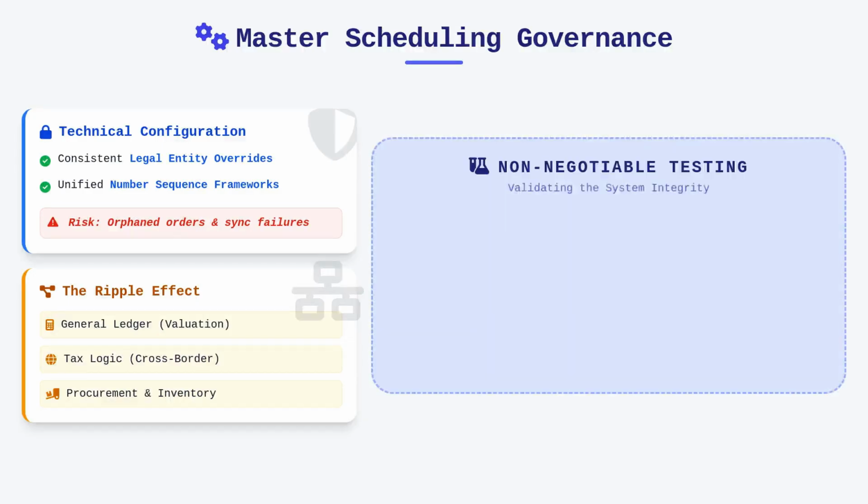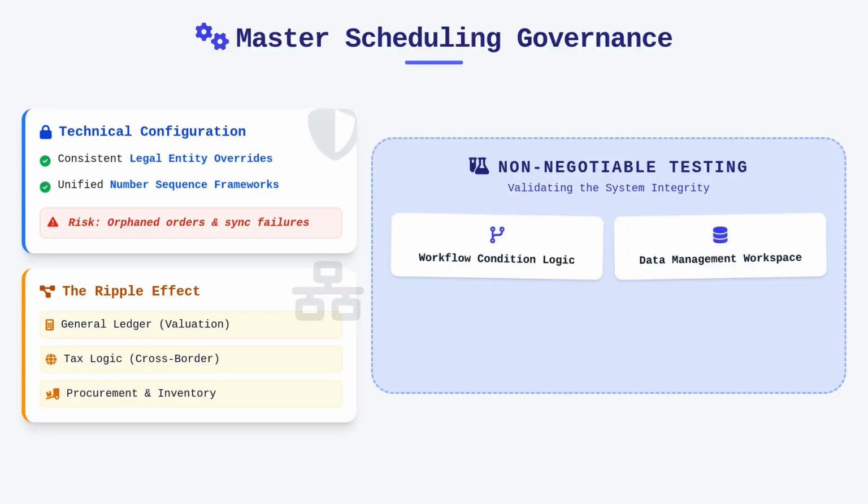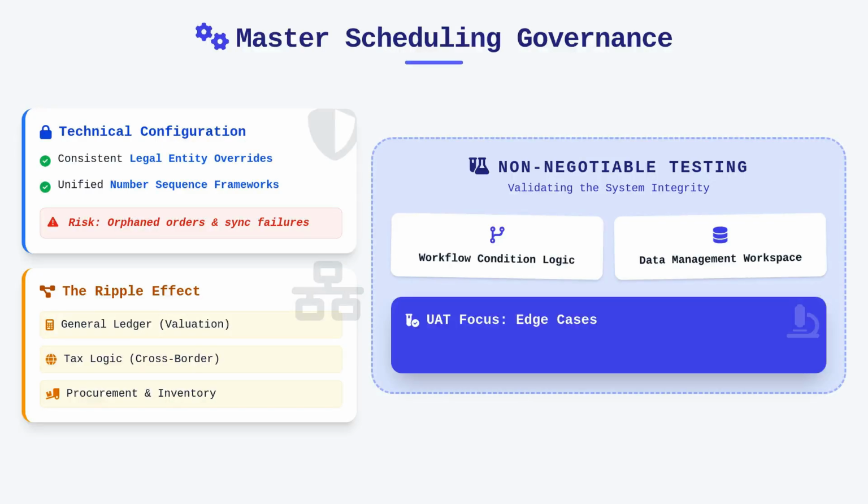This is why testing is non-negotiable, particularly when you introduce new workflow condition logic or migrate data entities via the data management workspace. A robust configuration should always be accompanied by a suite of user acceptance testing scripts that target known edge cases, such as the intersection of intercompany demand and multi-site inventory transfers.